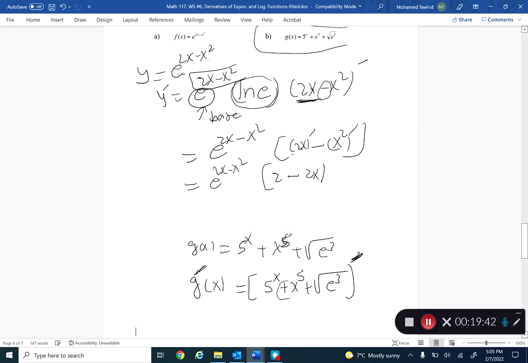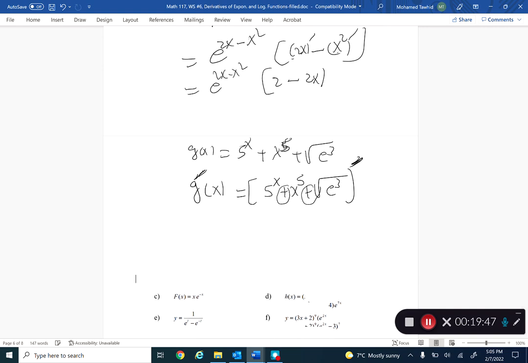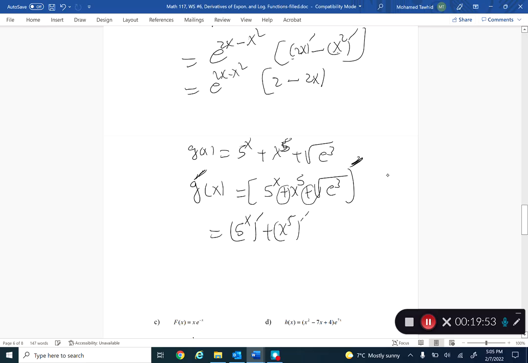What do you have in the middle? Plus. If you have plus in the middle, it means you take the derivative term by term. So I have to take the derivative of the first term plus the derivative of the second term plus the derivative of the third term. Now I look at each term.